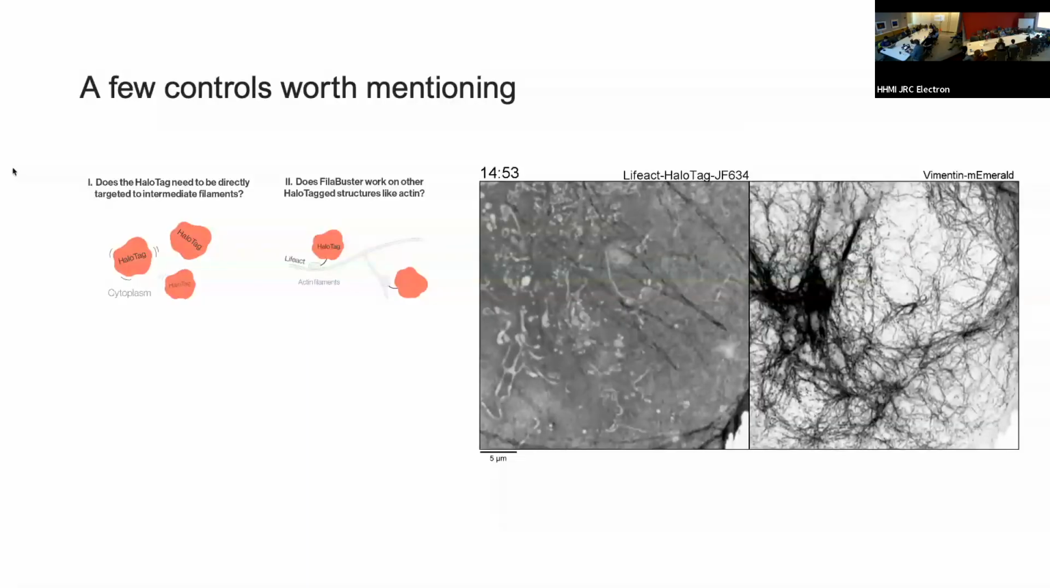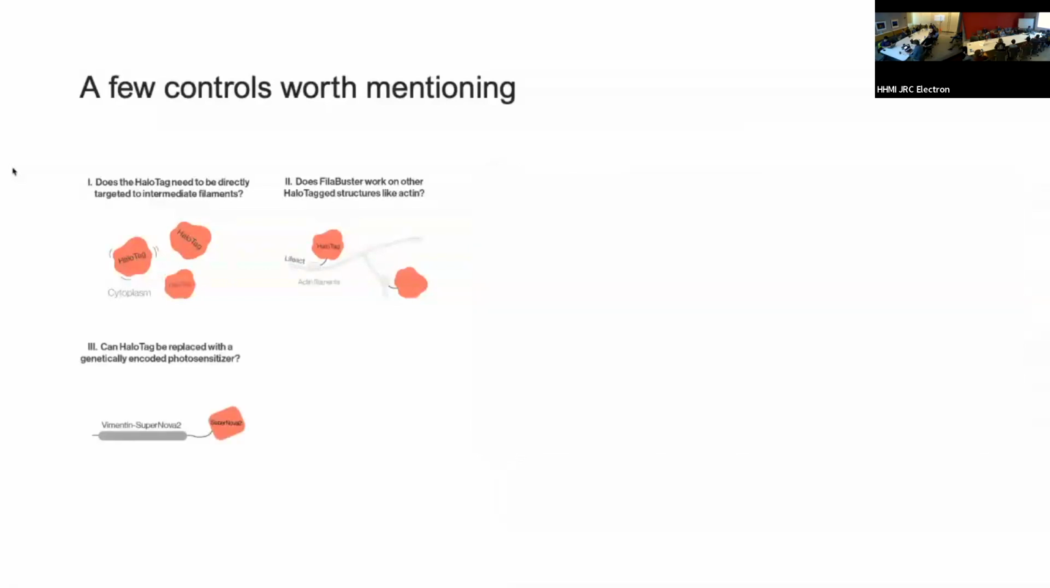No, FilaBuster is not a tool that we envision will be applicable, generally speaking, to other cytoskeletal elements like actin. But I keep talking about Halo tag. What's my obsession with Halo tag? Why can't we use another mechanism for generating ROS at filaments? And certainly other mechanisms exist.